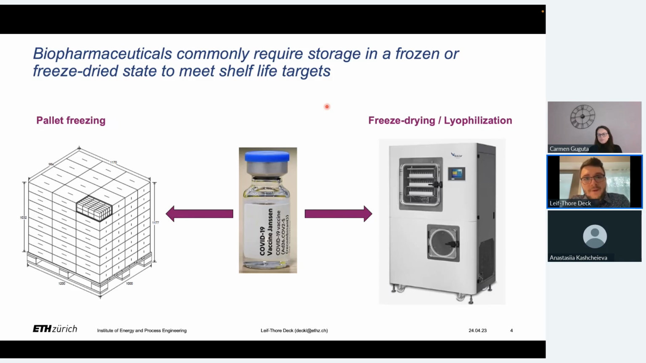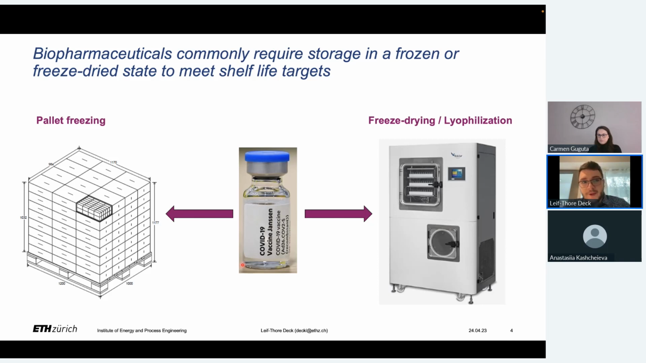So let me give a one slide overview about why we actually care about freezing. And in the center of this slide, you see a vial containing the COVID-19 vaccine of Janssen. And what I should say is that our freezing research is actually in collaboration with the Janssen pharmaceutical companies of Johnson & Johnson. Because during the development of the COVID vaccines, they've actually realized that their freezing process design could not keep up with the demand for accelerated timelines.